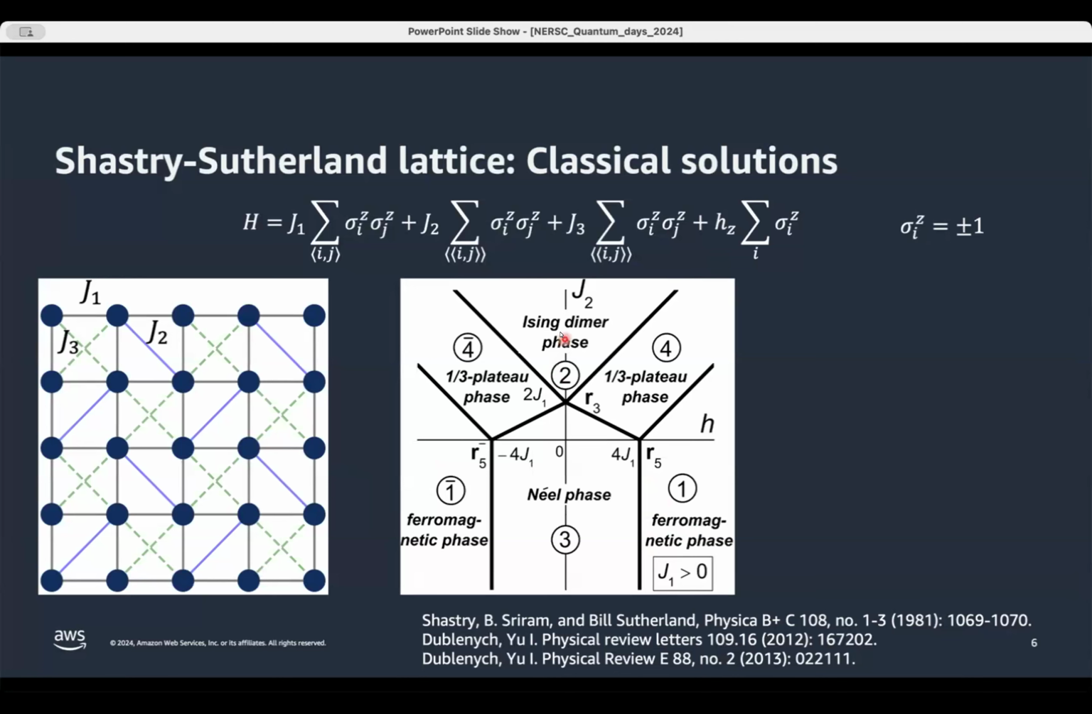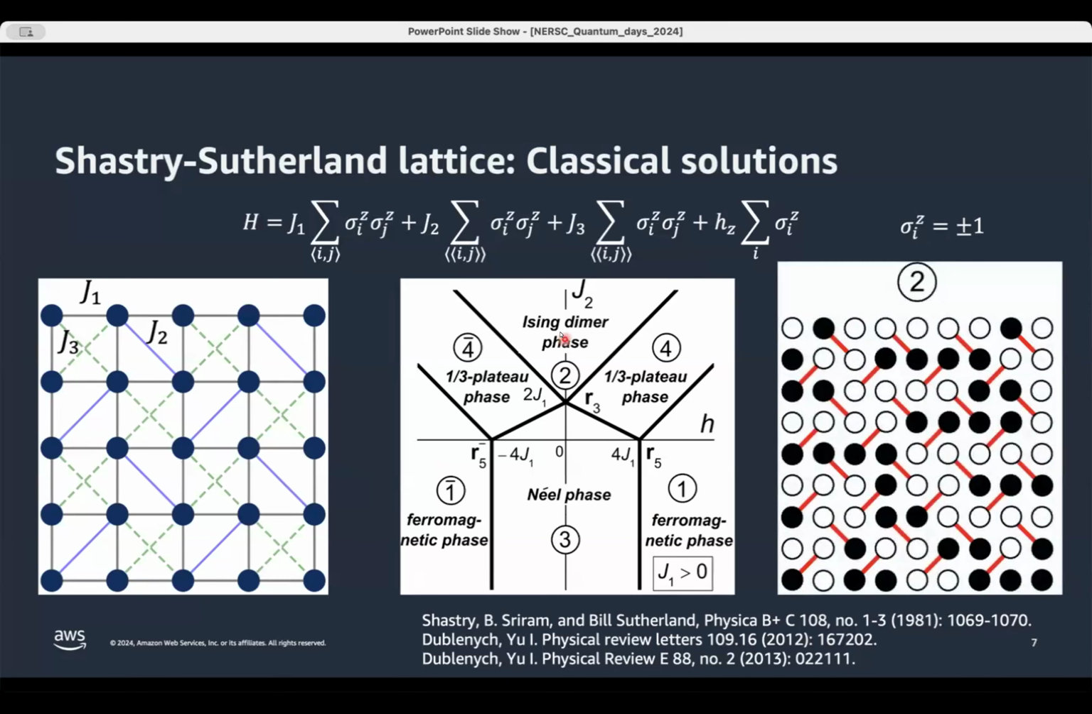For the second phase, the so-called Ising dimer phase, you can also understand it similarly by taking J2 to infinity and H to 0. Then you can expect that each dimer will have a spin up and a spin down, right? That is what is shown here, and it is the same for all the dimers in this lattice. You can see this kind of configuration where each dimer has black and white dots. The ground state degeneracy is 2 to the power of the system size, because each dimer is independent.